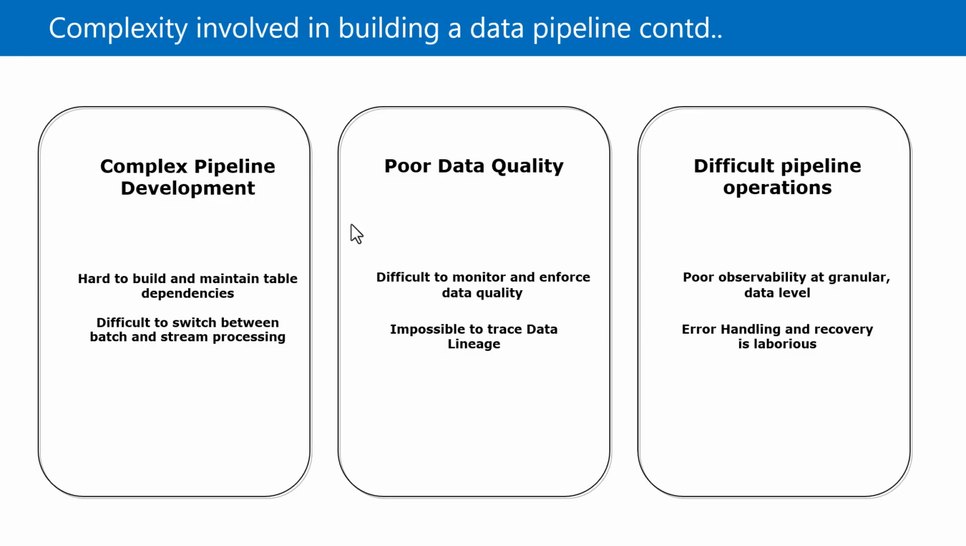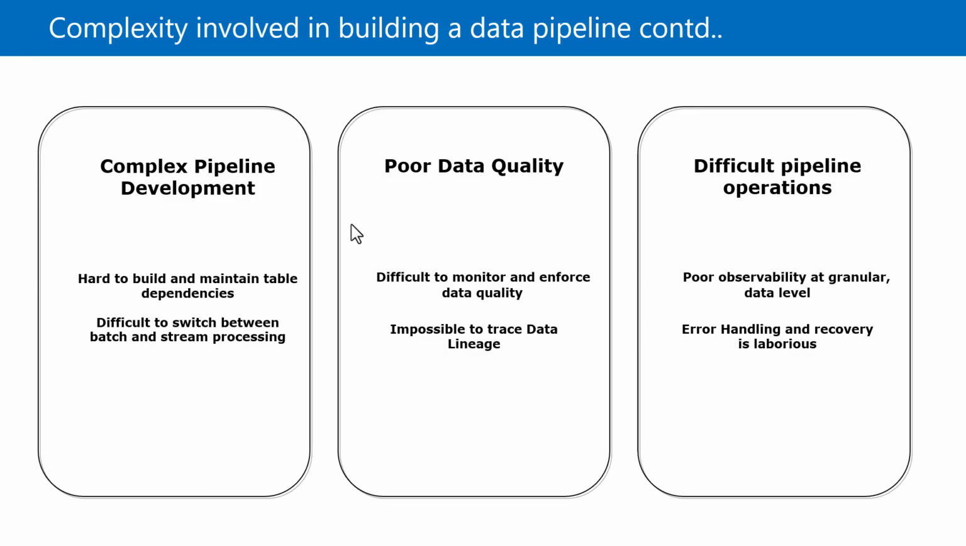But it is difficult to do because you need to switch between the two different modes, batch and stream processing. Then another problem which makes it more complex is that it is very difficult to monitor and enforce the data quality as and when the data is coming. It is difficult to trace this data for lineage purposes, okay? Because without lineage, you cannot put data quality in place.